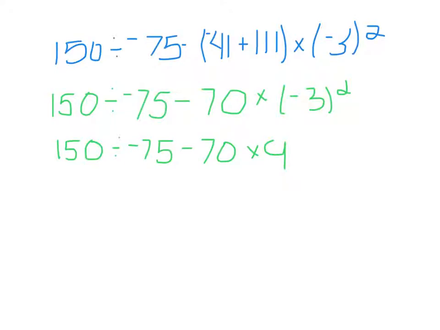Now I'm going to multiply and divide going left to right. So as I go through and look, here I have a division chunk, and here I have a multiplication chunk. So 150 divided by negative 75. When I'm dividing, I count. I have a positive and I have a negative. Since they're unlike signs, my answer is going to be negative. So 150 divided by 75 equals 2, minus, from right here, now I have 70 times 9. They're both positive. My answer is going to be positive. So that's 630 when I multiply.